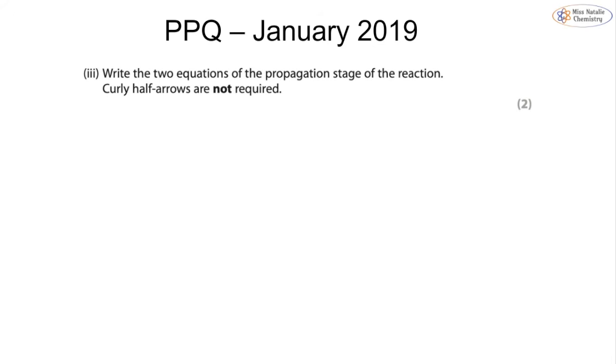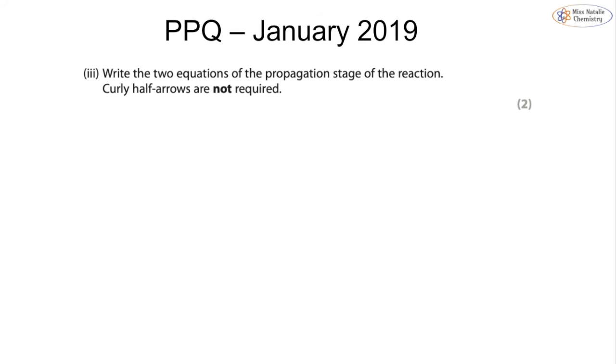Then we want to write the 2 equations for the propagation step. So this is where you will find in past papers they always ask about the chlorination of methane. So if you memorise the propagation steps and the termination, you're very likely to get a decent mark in one of these questions. Now, of course, they could ask you about something different, so always make sure to read the question carefully, but they will all form the same basis here.